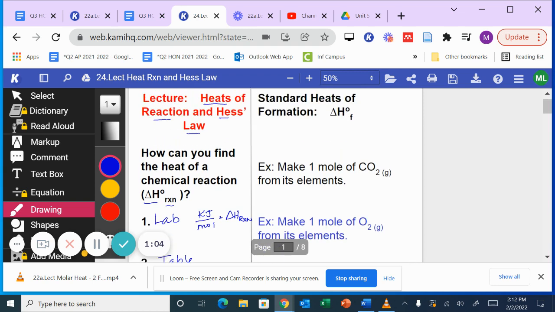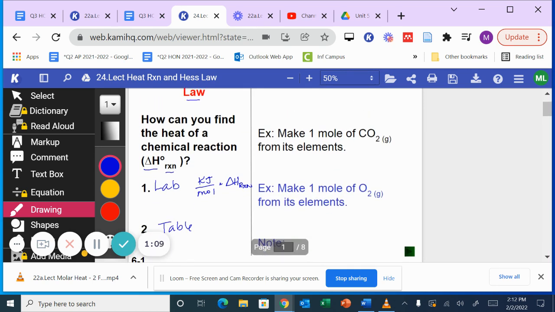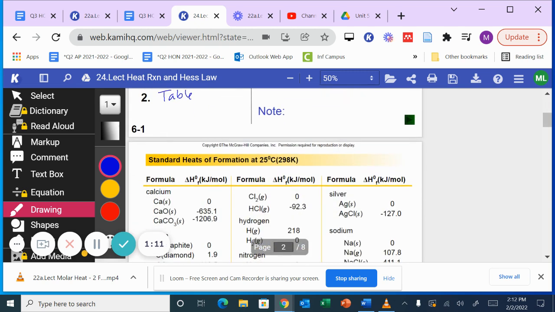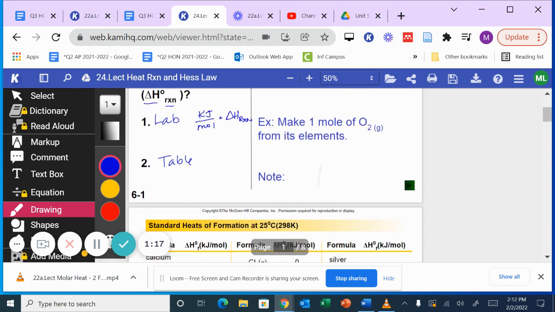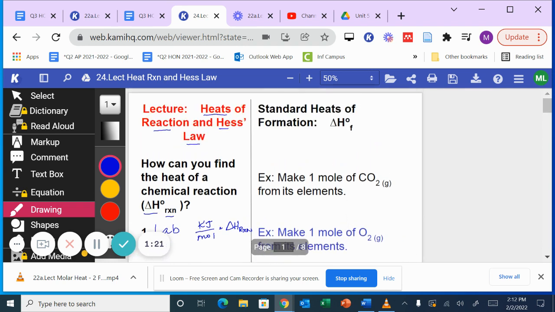So first, let's go ahead and let you know how to get the heat of reaction using a table. If you look at the table, these are all heats of F, okay? The F is not the same as a chemical reaction. The F stands for formation. Okay, standard heats of formation is different from reaction. Formation means that you are making the substance.